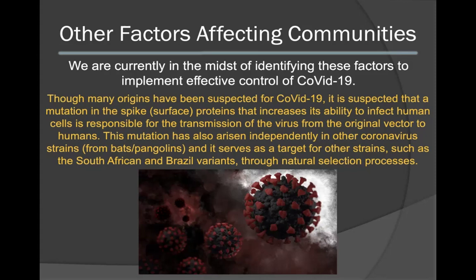Though many origins have been suspected for COVID-19, it is generally agreed that the transition from animal host to human host occurred because of mutations in the spike surface proteins. These surface proteins and the mutation would increase its ability to infect human cells. This mutation has arisen independently in other coronavirus strains isolated from bats as well as pangolins. In addition, the mutations in the surface proteins are a target for other strains and have been identified as occurring in the Brazilian as well as South African variants.